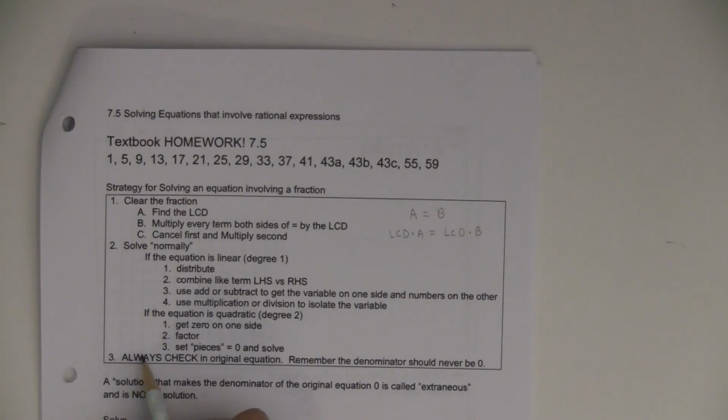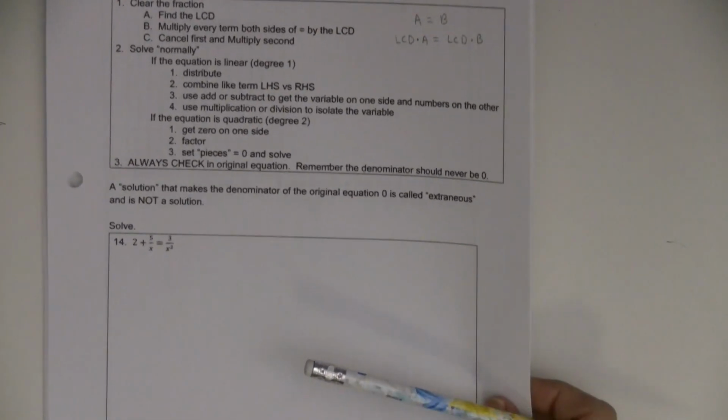And then, as I said to you guys, check. It's a good idea to check. On these, it's not just a good idea, it's a necessity, because remember that the denominator should not be 0. When you clear the denominator and then solve normally, you might get what's called an extraneous solution: something that solves this, but didn't solve the original because the denominator was 0. So go back and check and make sure that the denominator is not 0. So these are the thoughts on how to solve these.